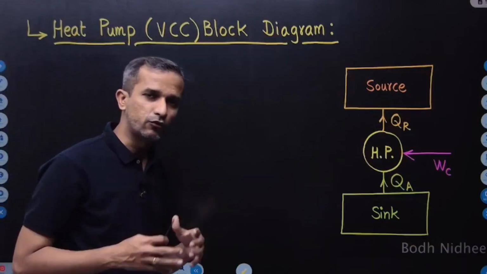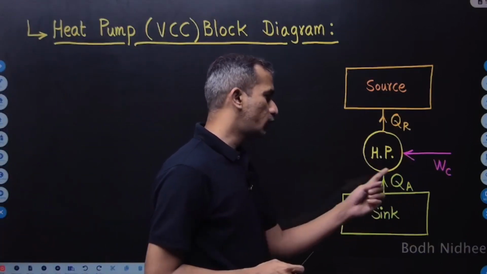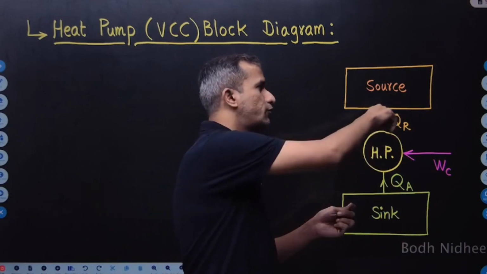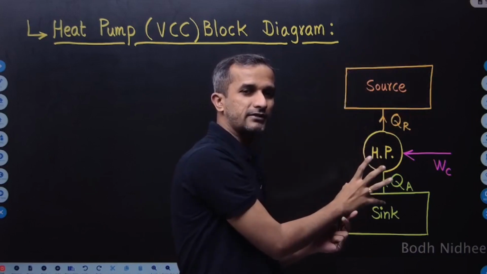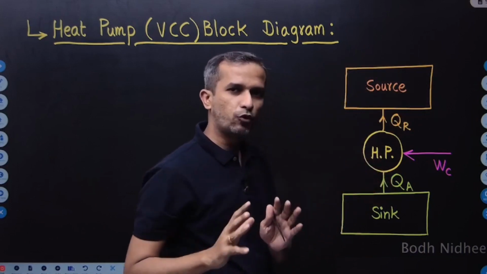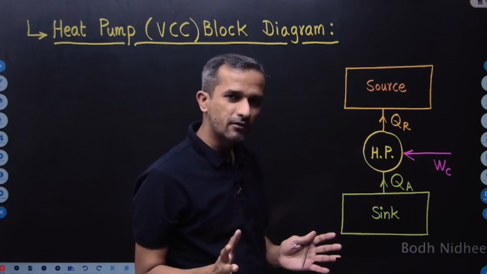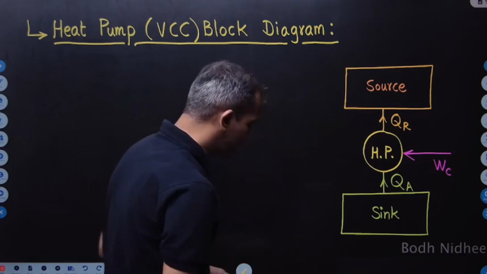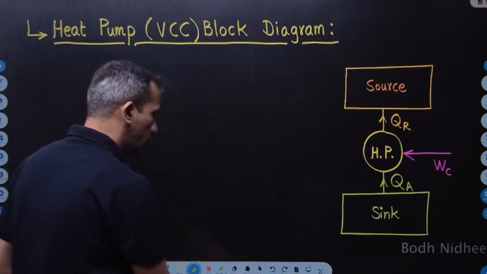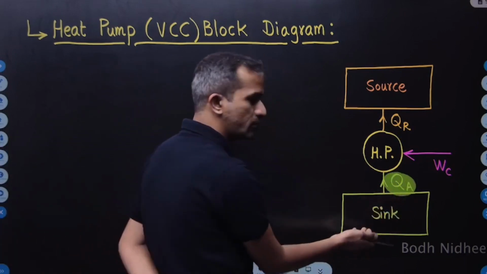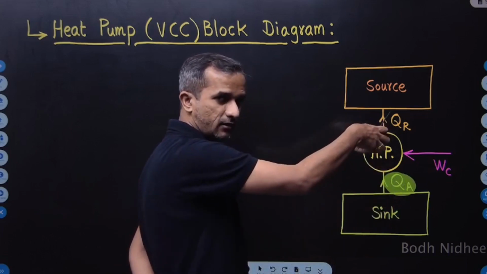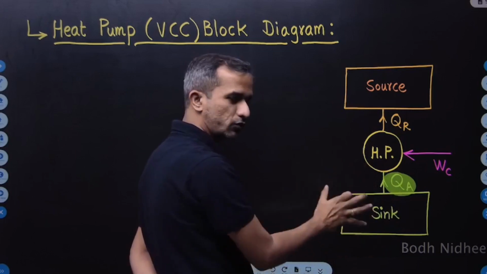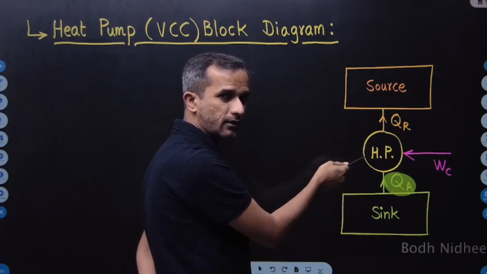Refrigerator and heat pump, how are they obtained? If I want to cool something, the same device will be called a refrigerator, and if I want to heat something, the same device will be called a heat pump. So principally both devices are the same. What is the difference then? When we want to cool something, we will be focusing on this QA. If I want to cool something, I will be focusing on this heat addition to the substance, meaning extracting heat from the space. So the temperature of the sink will go down, and that is the cooling process. If I want to do that, the device will be called a refrigerator.